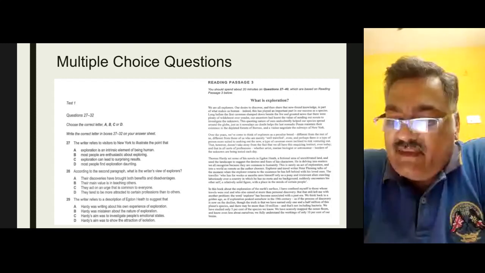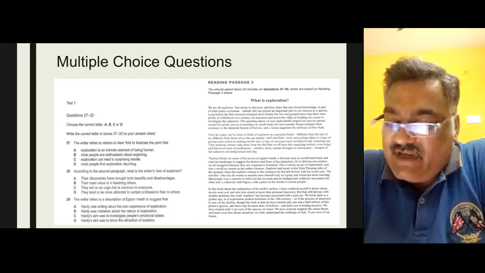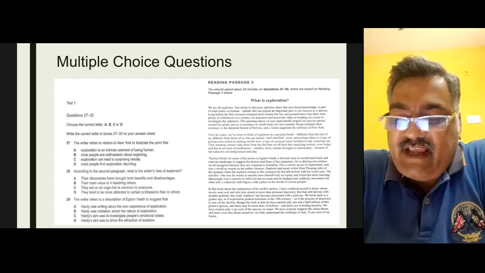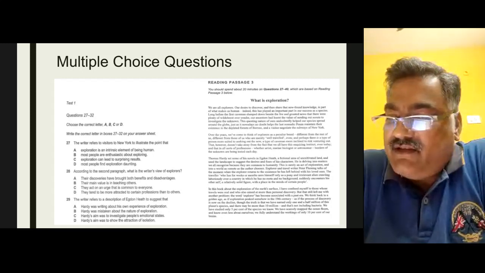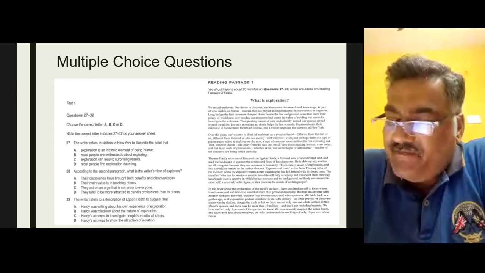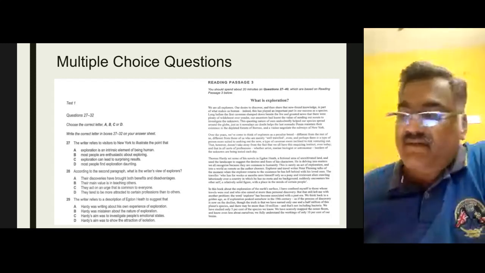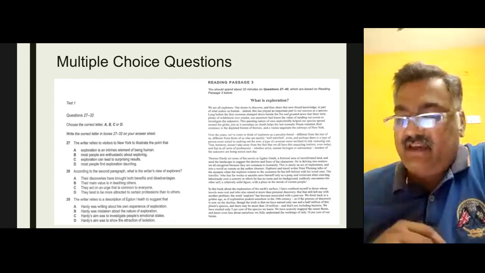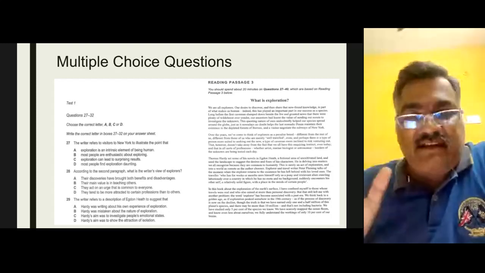All right, over here we are talking about multiple choice questions. Now to the left of the slide, you can see the questions. All right, and there are some instructions on that question. And to the right of the slide, you see the passage. Okay, this is reading passage 3. All right, and there's a title called "What is Exploration?" So basically, it tells me that we are going to talk about exploration. Okay, so we don't have to worry about understanding the topic. We just have a basic idea on this.